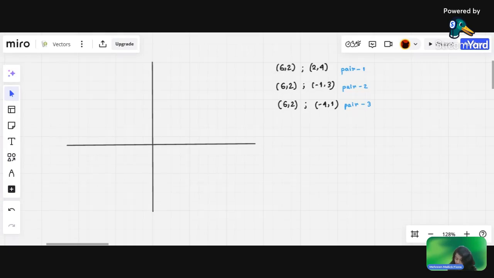So our first vector is 6 by 2. I'll plot this one at first. So 6, 2. It would be something like here. So let's draw a line. It's not perfect. So this one is the 6 comma 2. Let's take another one, 2 comma 4. So the 2 comma 4 would be like here.